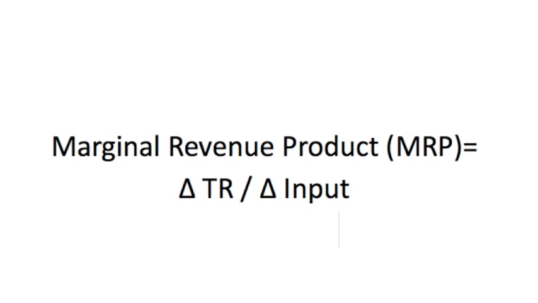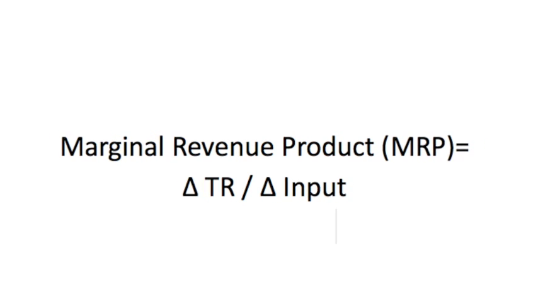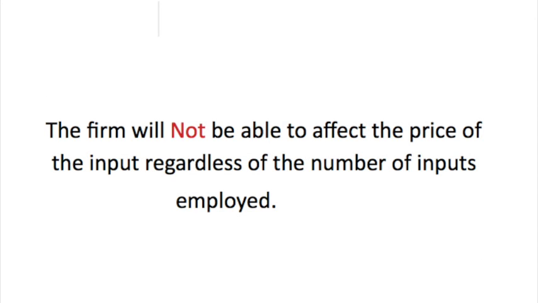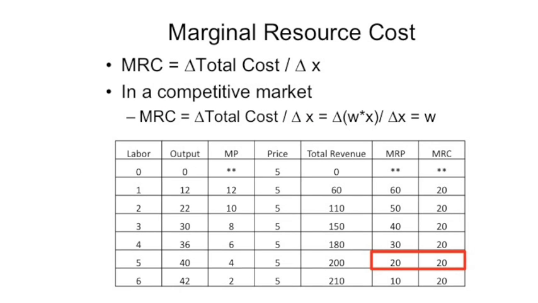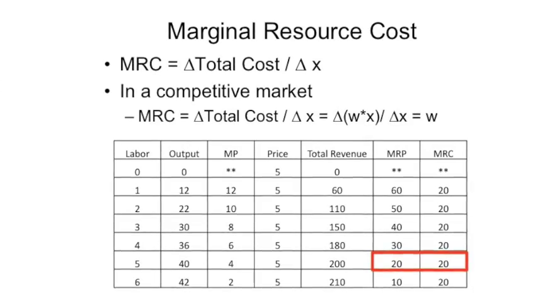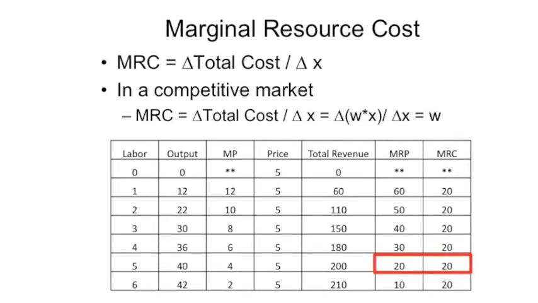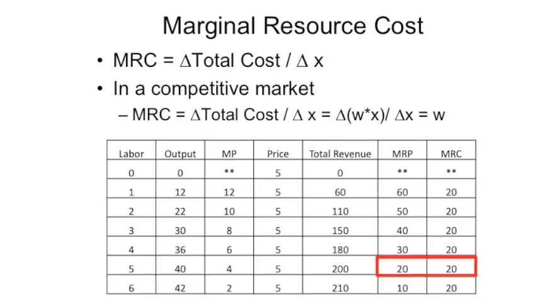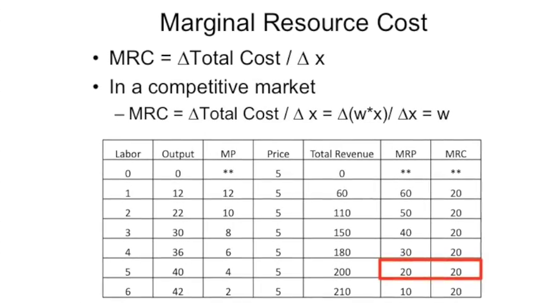In a competitive resource or input market, we assume that the firm is a small employer in the market. In other words, the firm will not be able to affect the price of the input regardless of the number of inputs employed. This is much like a firm in a competitive output market that is too small to affect the price. Therefore, it is a price taker. Under these market conditions, the marginal resource cost is the price of the input, wages.